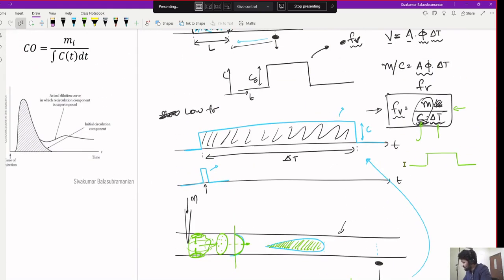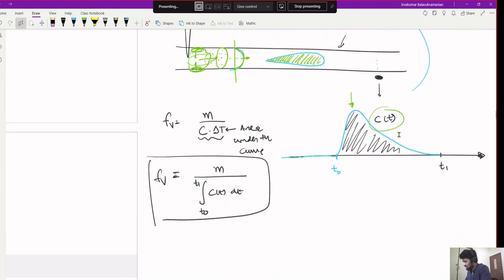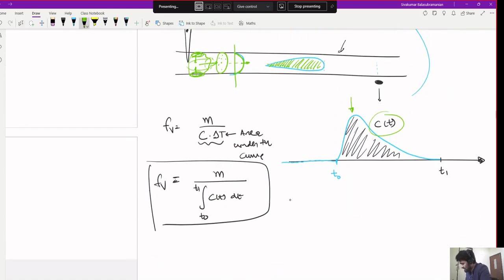One way of interpreting C into delta T is that it is the area under the curve. So we can say the volume flow rate is simply the mass of the material that was introduced divided by the area under the concentration curve. We can replace C into delta T by this integral.